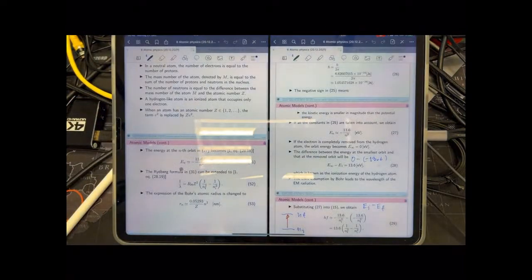Yes, the expression just has Z squared, the atomic number, at the numerator, above n square. And the unit is eV. Please note that it's not joule-second, it's only eV.